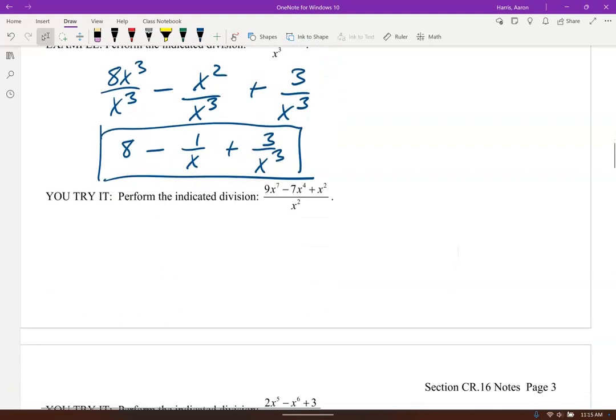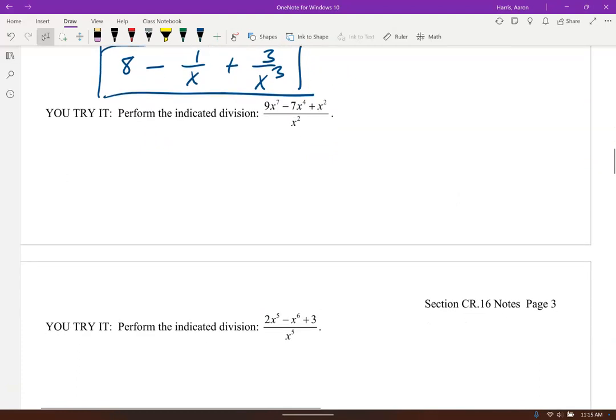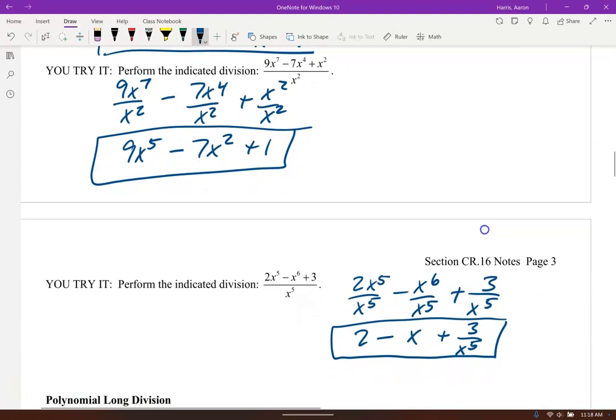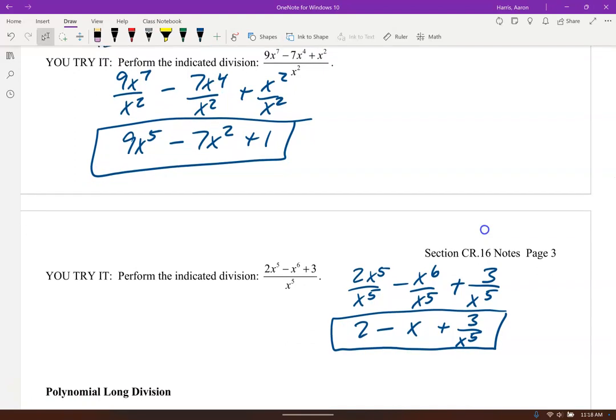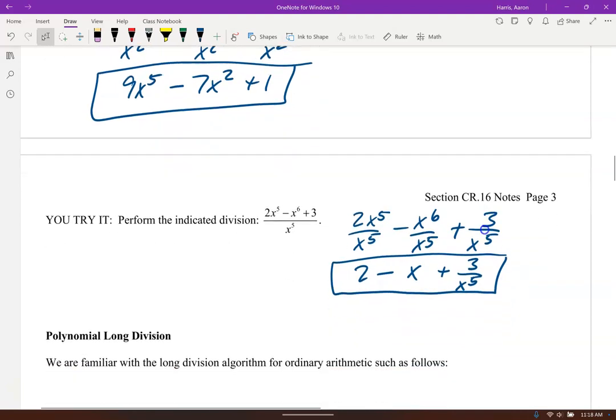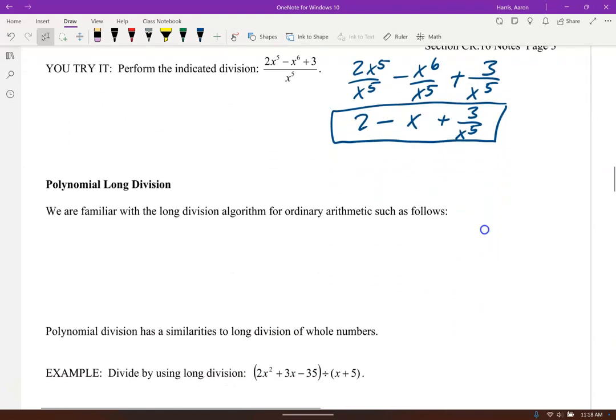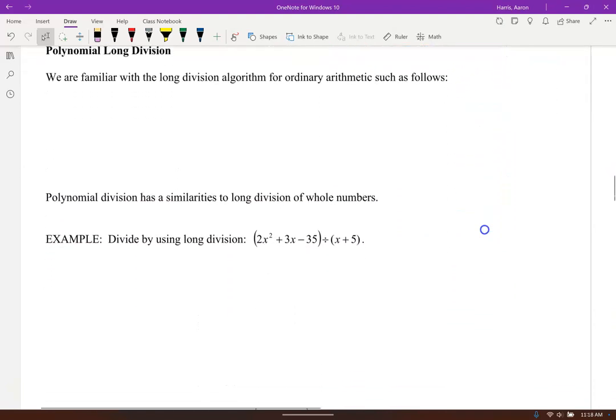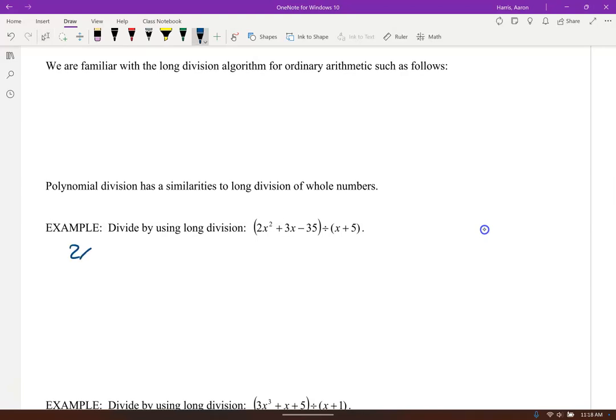And let's go ahead and have you guys try these two right here. Alright, go ahead and check those two you try problems there. Pause if you need to. And so now we've divided by a monomial. Polynomial long division will allow us to divide by a binomial. So 2x squared plus 3x minus 35 divided by x plus 5, right? So it'll allow us to do things like that. And it uses what's called the division algorithm.